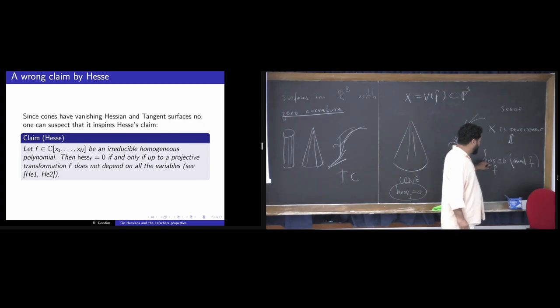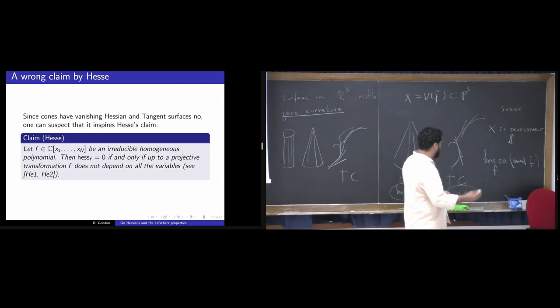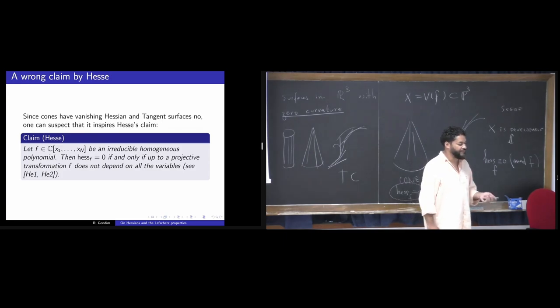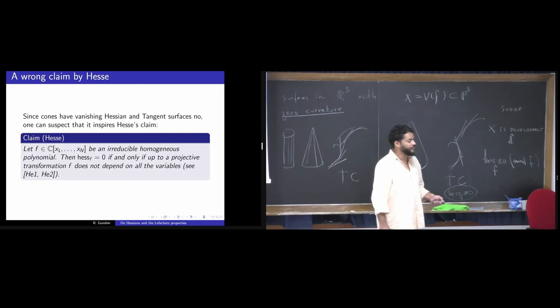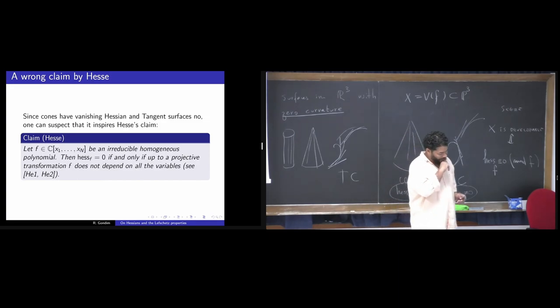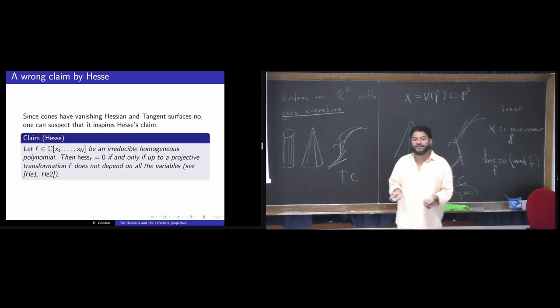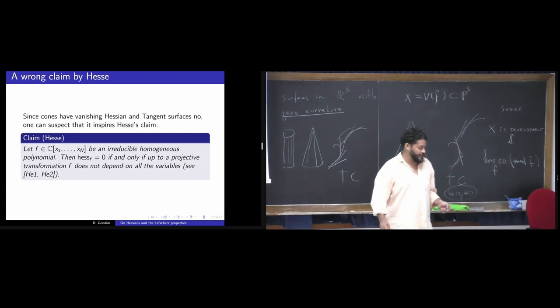No, I'm not saying that the Hessian is zero mod f. I'm saying that it is zero if and only if, up to projective transformation, f does not depend on all the variables, which is equivalent to saying that the hypersurface defined by f is a cone. And in fact, Hess gave two wrong proofs of this claim, in the last decade of the 19th century. The work of Gordan and Noether later is to fix the claim and understand the difference between cones and vanishing Hessian in general. It's true in P3, but it's not true in general.